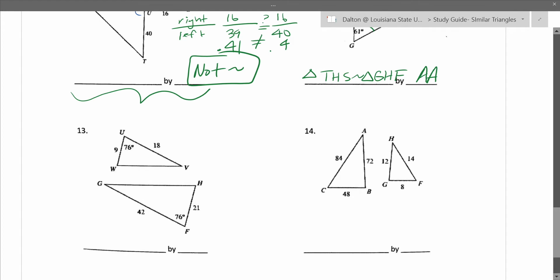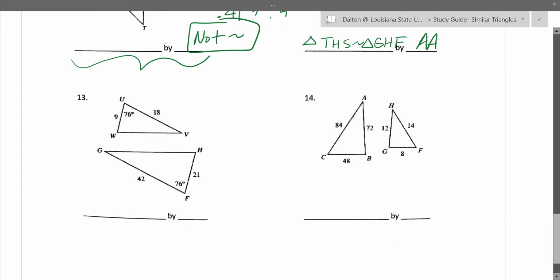Number 13, with these 2 triangles, look at the information you're given. The only thing that I know is I have 2 pairs of sides, and I have the angle between them, right? Side, angle in between, side, side, angle in between. So we know the angles are congruent. They're both 76, so that's good. But now you have to check and see, are the sides proportional?